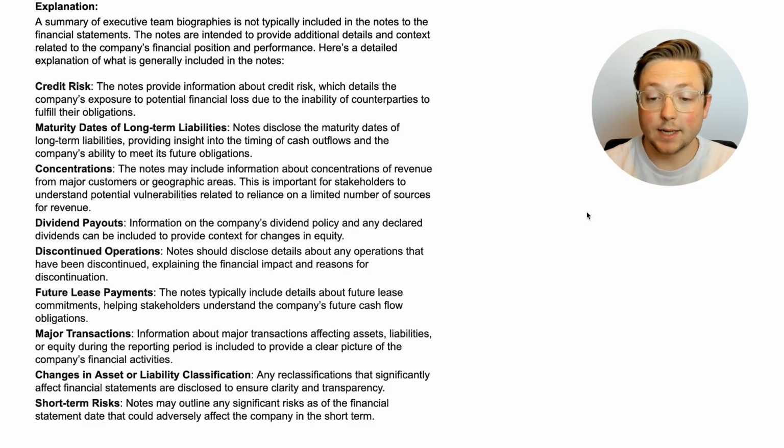Discontinued operations. Notes should disclose any details about any operations that have been discontinued, explaining the financial impact and reasons for discontinuation. Future lease payments. The notes typically include details about future lease commitments, helping stakeholders understand the company's future cash flow. Major transactions. Information about major transactions affecting assets, liabilities, or equity during the reporting period. That's included. Changes in asset or liability classification. If something goes from long-term to short-term, that's going to be included. Short-term risks. Notes that may outline any significant risks as of the financial statement date that could adversely affect the company in the short term.